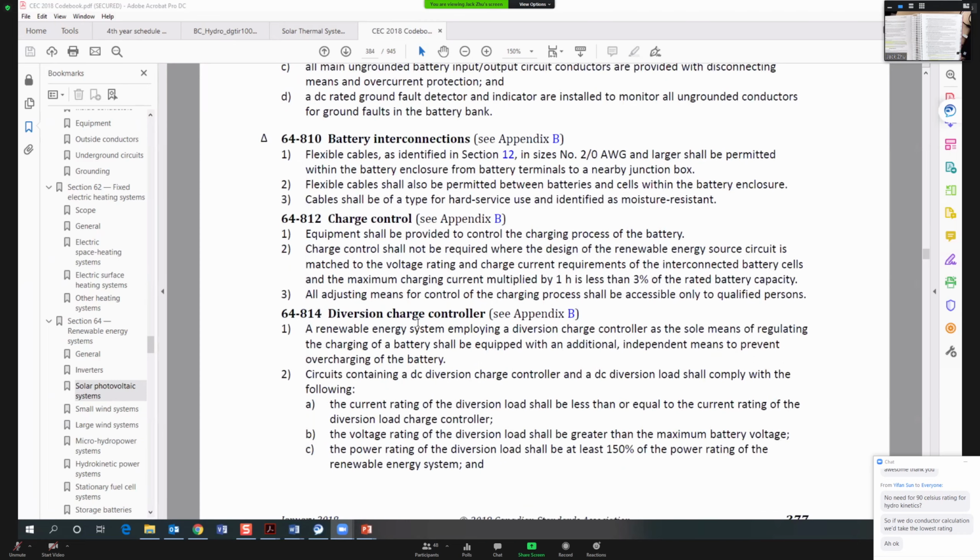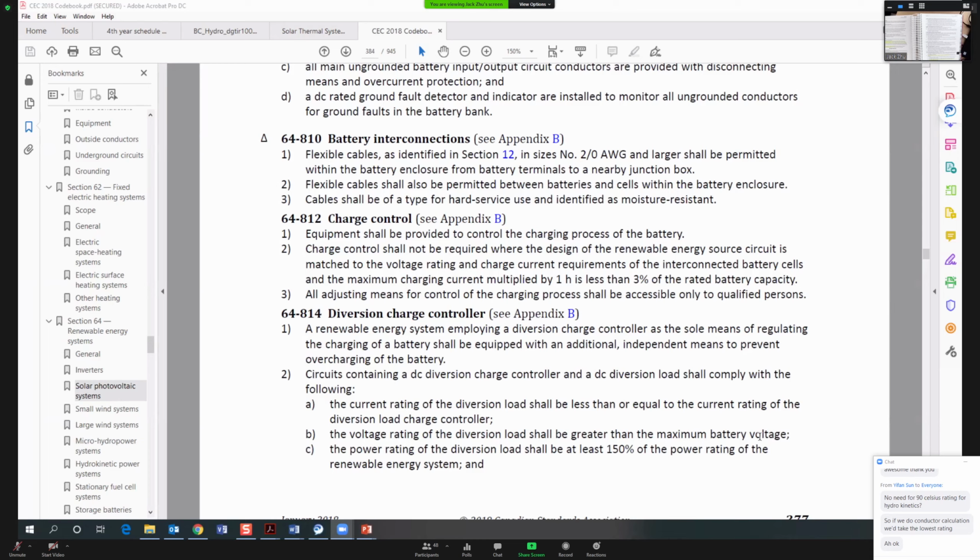Diversion charge controller. Circuit contain a DC diversion charge controller. A DC diversion load should comply with the following. The current rating of a diversion load shall be less than or equal to the current rating of the diversion load charge controller. Because if you have a larger load than the charge controller can control, you're going to damage the charge controller. The voltage rating for the diversion load shall be greater than the maximum battery voltage.